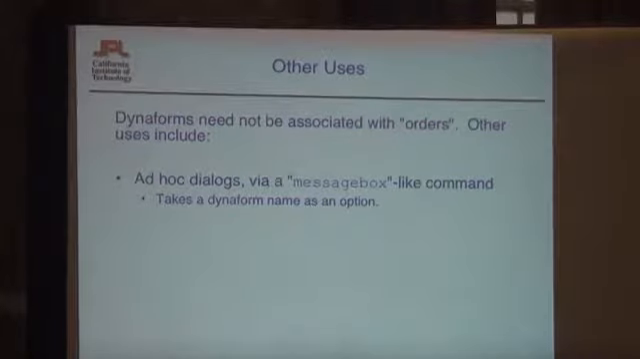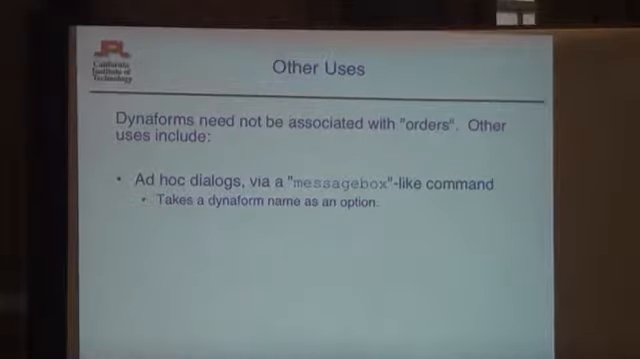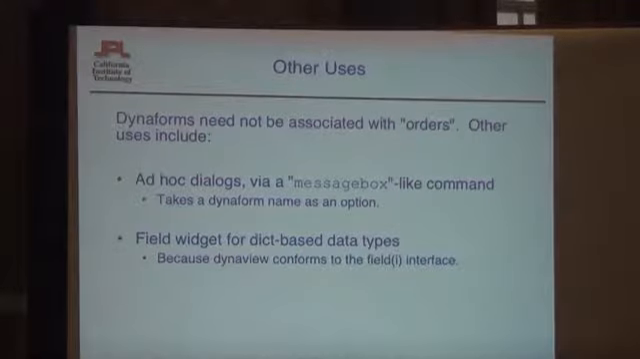I have a message box-like call where I can say I want to pop up a dialogue that uses this Dynaform, and it says, you know, okay or cancel, or I think there are some other options. And the user can fill out the dialogue fields, and off they go. And it returns whatever they had in the Dynaform. You can give it default values and so on, just like you could with something simpler. So that means if we need ad hoc dialogues, it's really very, very quick to write them. I mentioned earlier we can use it as a field widget for dict-based data types. That's also been handy from time to time.